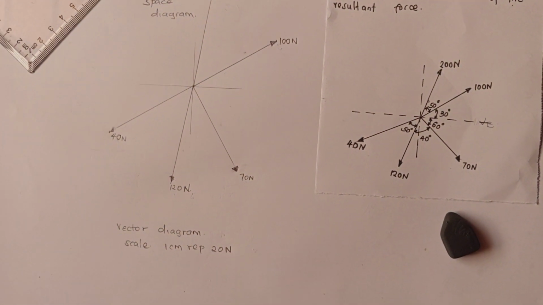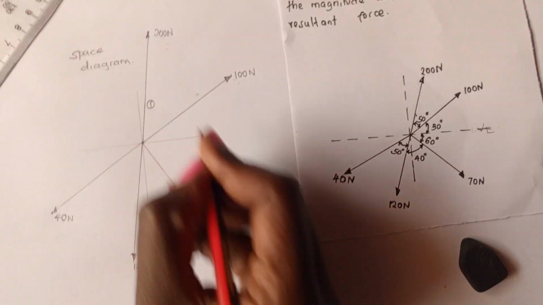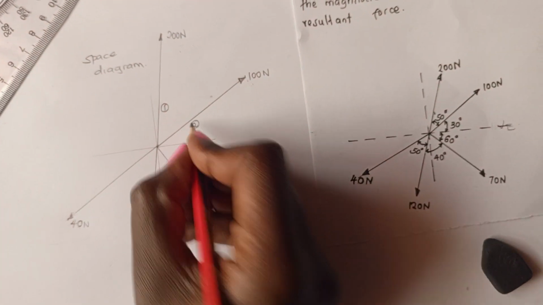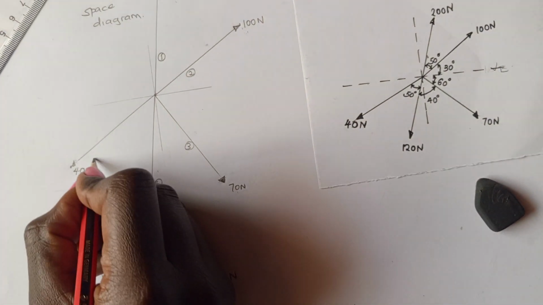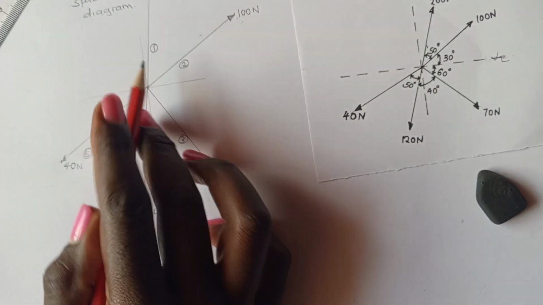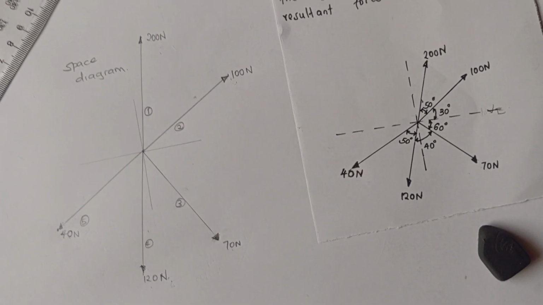So this is our scale. Now from a point, you say that is my point. Now I'm going to indicate this as the first force I'm going to begin with, second, the third, fourth, and the fifth. So I'll begin by transferring this force here from my point.